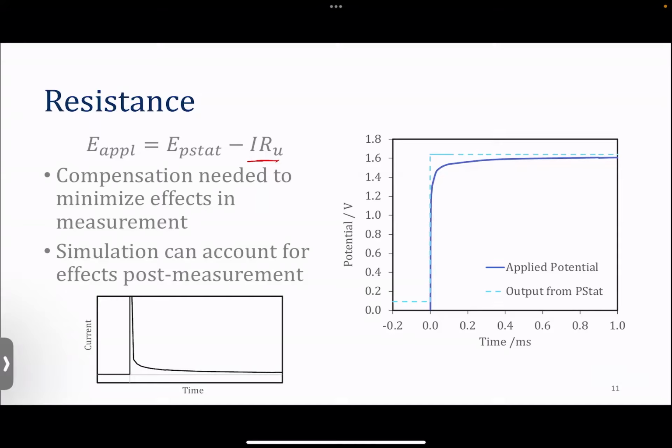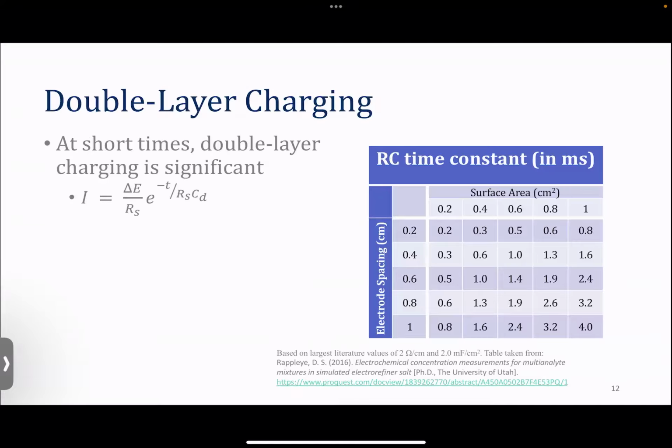Now, because this is done in a positive feedback loop, if you approach 100% compensation in most systems, you will get oscillation and ringing. Typically, you can only compensate 85, maybe up to 90% of the resistance. If you really need high accuracy, you are going to need to account for the uncompensated resistance using simulation after your measurement. The next thing that can distort our current response is double layer charging.